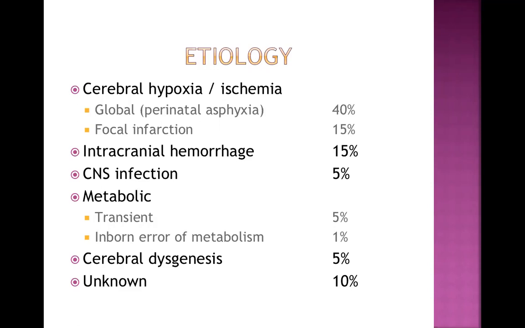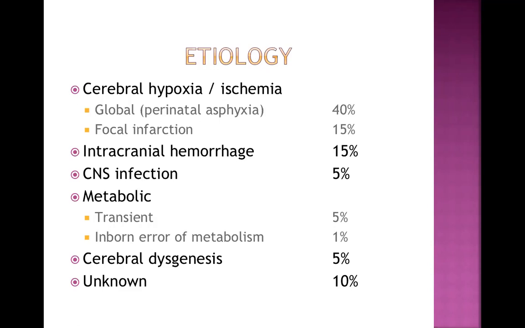The second most common one is intracranial hemorrhage. This intracranial hemorrhage is mainly caused by vitamin K deficiency in the newborn. Sometimes it is simply because of birth trauma also. The third one may be central nervous system infection, like meningitis, encephalitis, or brain abscess. Metabolic causes may also be there, that may lead to transient metabolic disturbance, leading to transient seizure, or inborn error of metabolism leading to prolonged types of seizures.